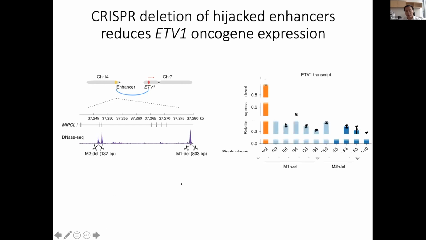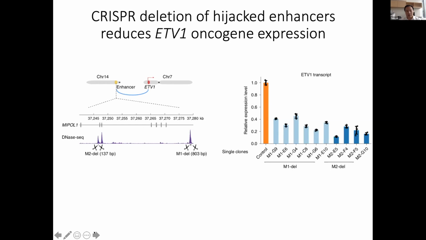In this case, you can see the results here. Each bar is a single cell clone, and the Y axis is the relative expression. The results are really, really exciting. By deleting an enhancer located on chromosome 14, we were able to reduce the expression of the oncogene on chromosome 7. Without this software, it's really hard to imagine this could happen. In our work, we were able to identify hundreds of such genes and gene-enhancer pairs. So if you are a cancer researcher, you're more than welcome to look at our list and find whether your oncogene is potentially driven by enhancer hijacking events.